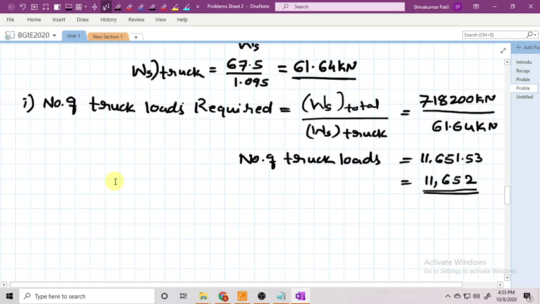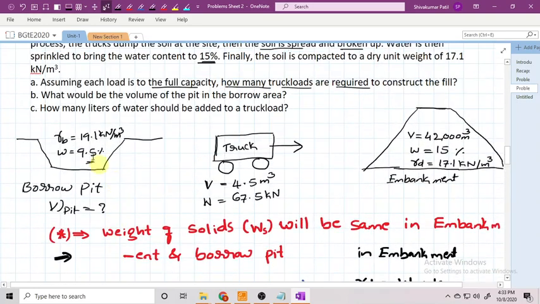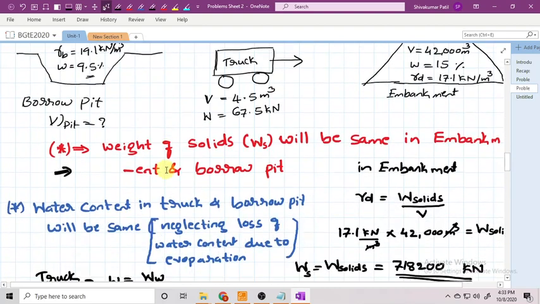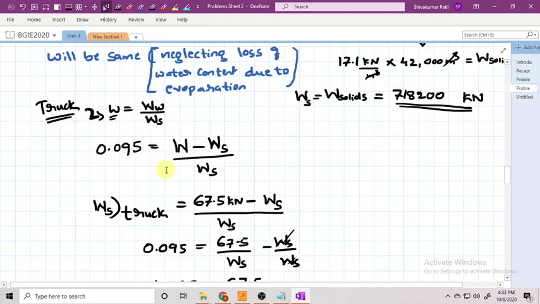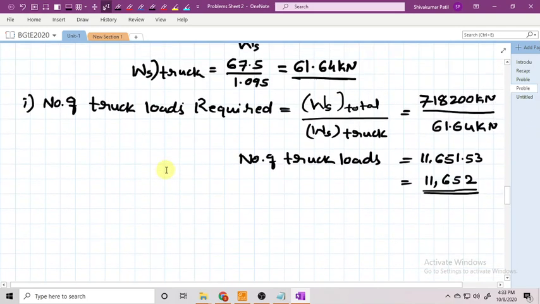Okay, next, what is the next quantity they are asking? What should be the volume of pit in the borrow area? That means the volume of borrow area. So the second quantity they are asking is the volume of pit or borrow area.